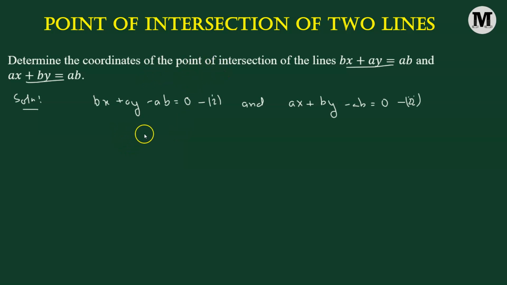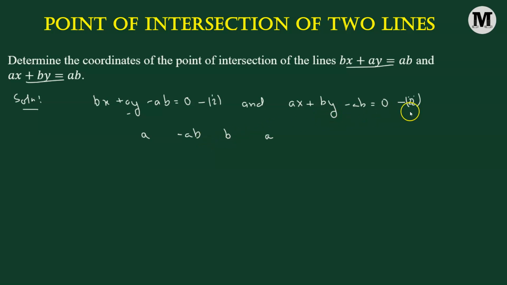Okay, so here we're going to use the law of cross multiplication to find the values of x and y. We begin with the coefficient of y for the first equation, that's a. Move on to the next term, which is negative ab, the constant term. Come back to the first term, take the coefficient of x, which is b, and then end with the coefficient of y, that's simply a. So this takes care of the first equation.